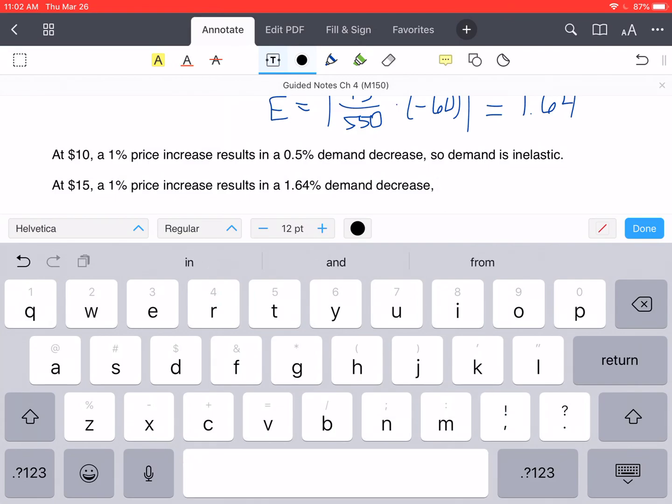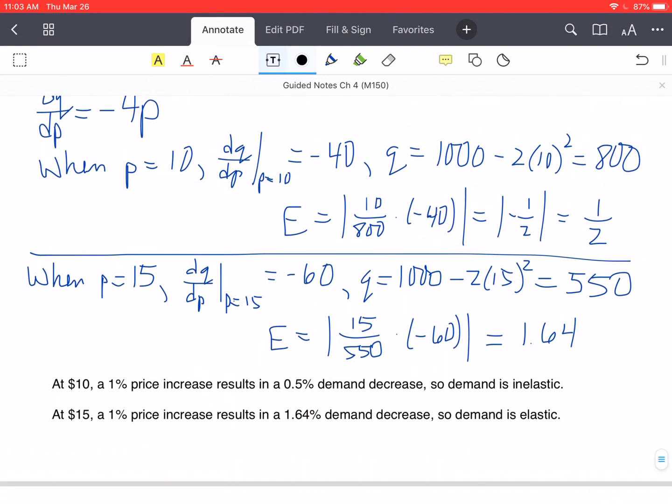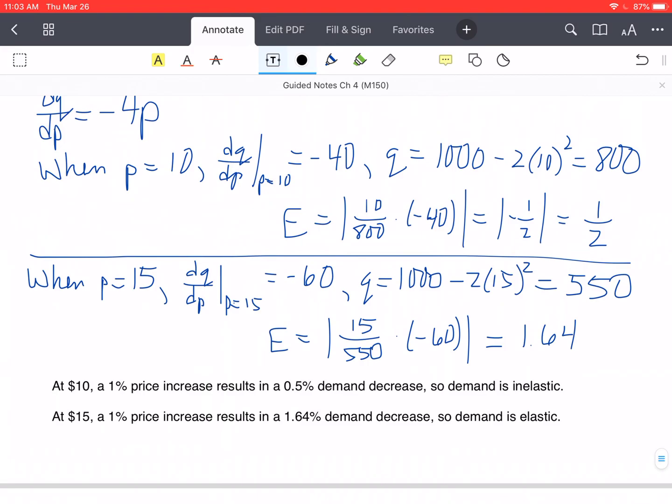Okay, so this is a little more disproportionate, right? So we're getting a larger demand decrease for a 1% price increase. So demand is elastic. So this is an important distinction to make. Notice this is the same product, but at a certain price it was inelastic, and at a different price it was elastic. And why is this?